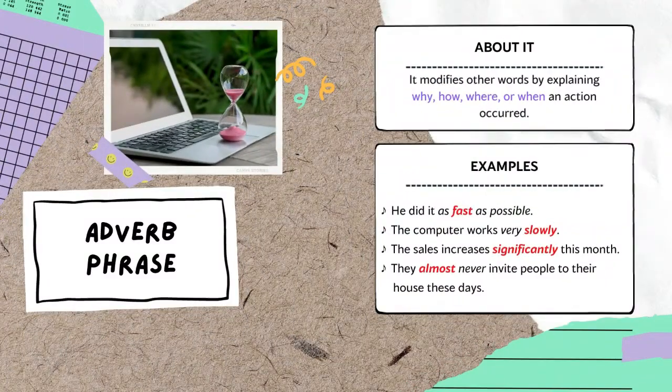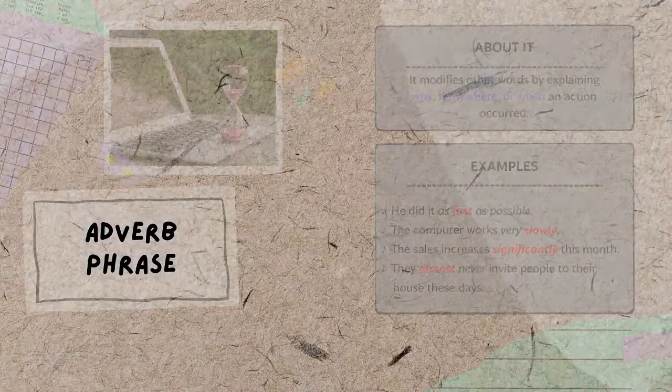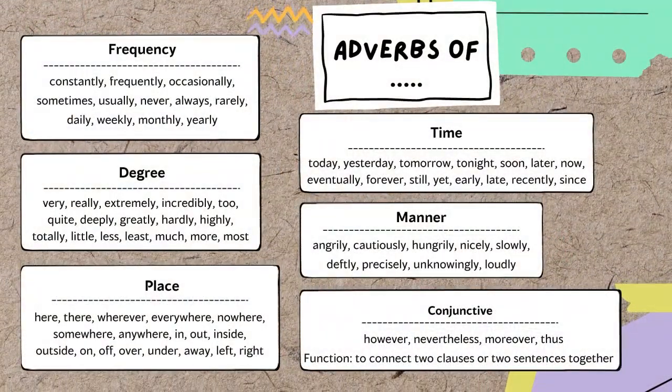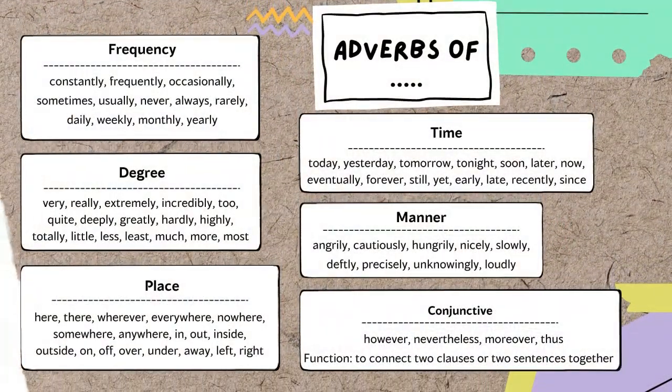The next phrase is adverb phrases. This phrase modifies other words by explaining why, how, where, or when an action occurred. Adverb clauses can be used to add explanatory detail to your writing and explain how or why things happen. To explain more, there are various types of adverbial phrases in English. The following are the most common that you can learn to use in your sentences.